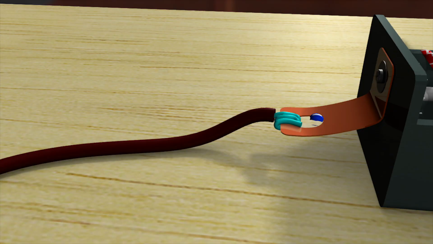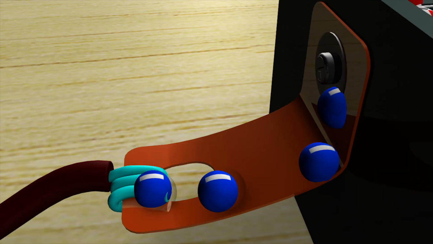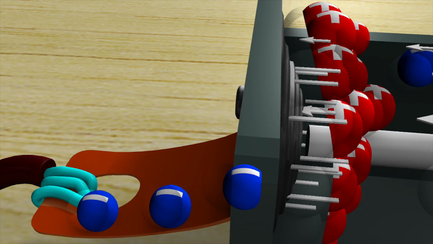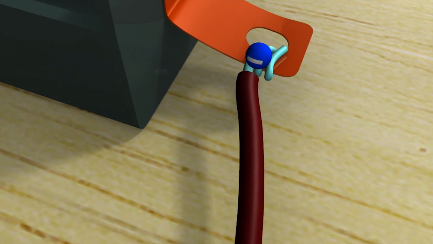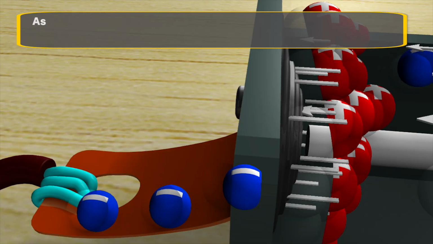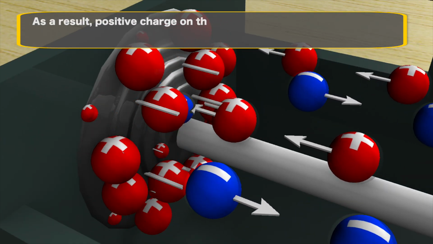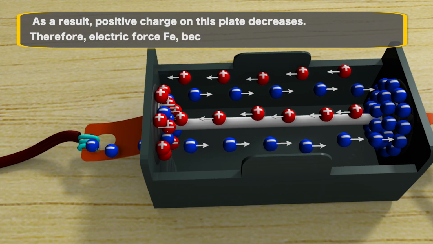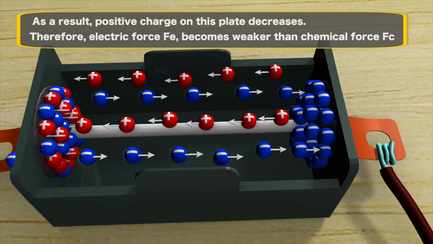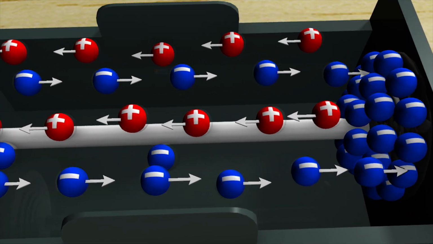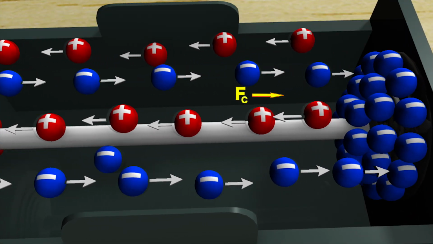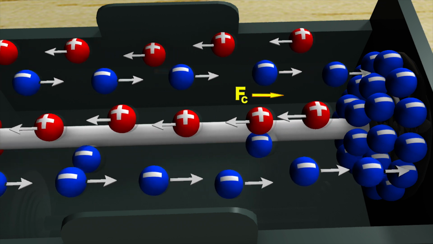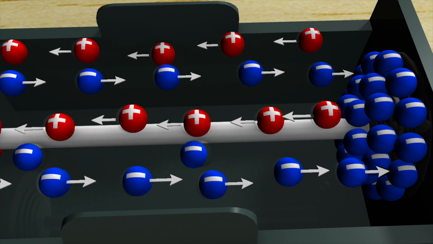When the key is pressed, electrons present in the conductor get attracted by the positive terminal of the battery and move towards it. As a result, positive charge on this plate decreases. Therefore, electric force Fe becomes weaker than the chemical force Fc, and the chemical force Fc pulls the negative ions from the positive terminal towards the negative terminal.